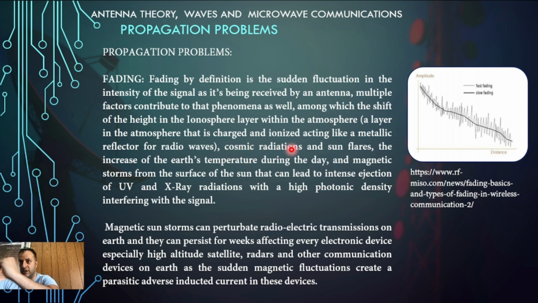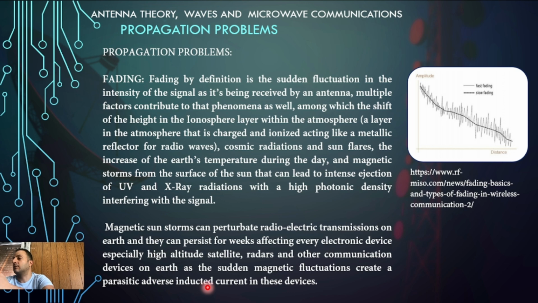Other factors are cosmic radiation and solar flares, the increase of the Earth's temperature during the day, and magnetic storms caused by the surface of the sun. These can lead to intense ejection of ultraviolet and X-ray radiation with a high photonic density, interfering with the signal. Magnetic sun storms can perturb radioelectric transmissions on Earth, and they can persist for weeks, affecting every electronic device, especially high-altitude satellites, radars, and other communication devices on Earth. The sudden magnetic fluctuations create a parasitic, adverse induced current in these devices.